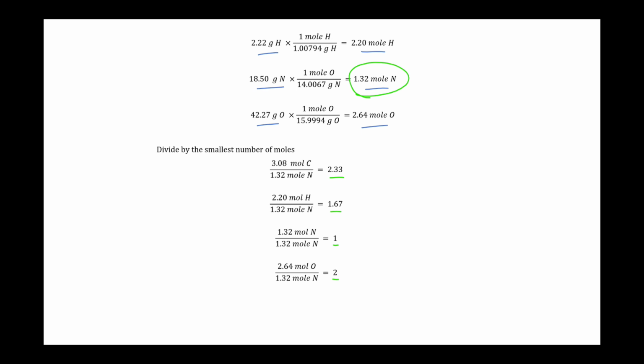Obviously, my nitrogen is exactly 1. It turns out my oxygen is exactly 2. So those I don't have to worry about. If I look at carbon and hydrogen, however, carbon gives me a 2.33 and hydrogen gives me a 1.67. The trick here is to recognize that 0.33 and 0.67 are 1/3 and 2/3 respectively.